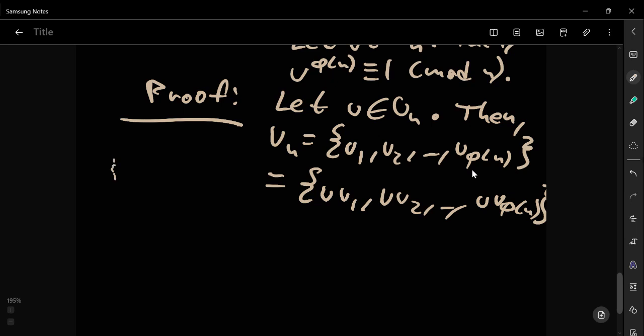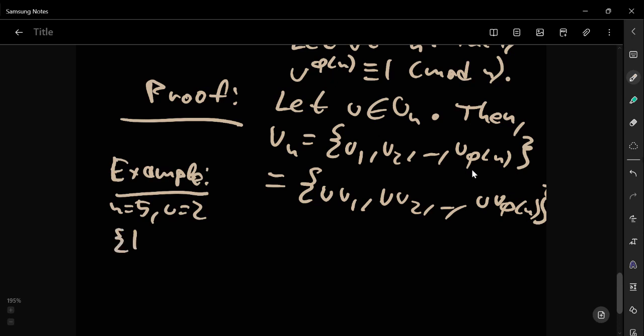So for example, let n be equal to 5 and u be equal to 2. And then the first set would be 1, 2, 3, and 4. And the second set would be 2, 4, and 2 times 3, which is 6, which is 1. And 4 times 2, which is 8, which is 3. So notice that these sets are the same. These sets are the same because this function that just multiplies with u is a bijection, because u is an element of Un, and thus it has an inverse.